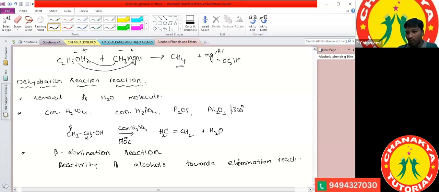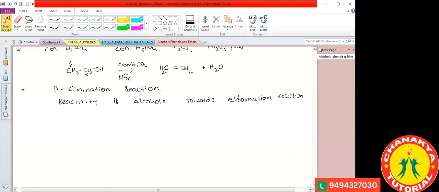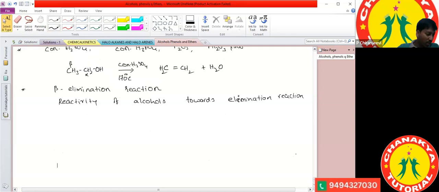So which alcohol is more reactive towards the elimination reaction? Tertiary alcohol. Very good, Samhita. So tertiary alcohols are more reactive. Tertiary alcohols are more reactive than secondary, and secondary alcohols are more reactive than primary alcohols. Now we got the clarity.